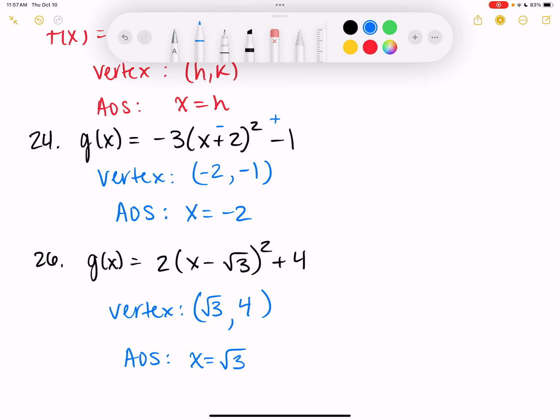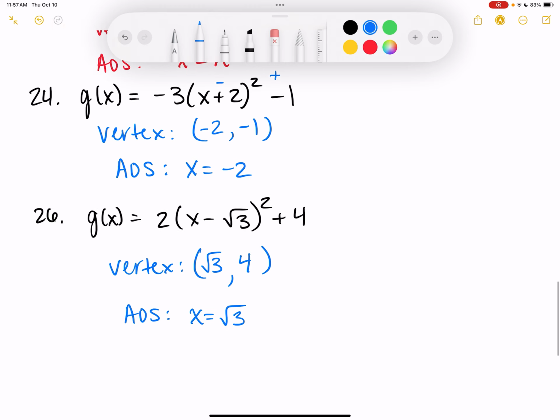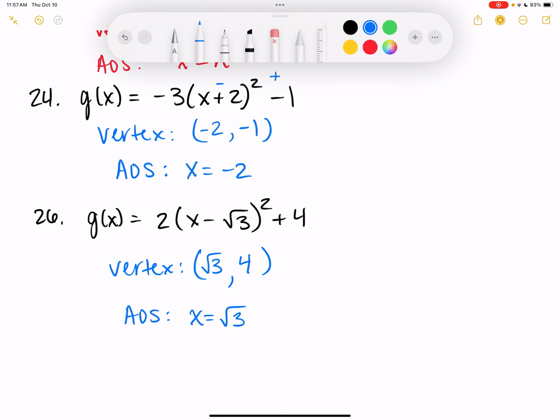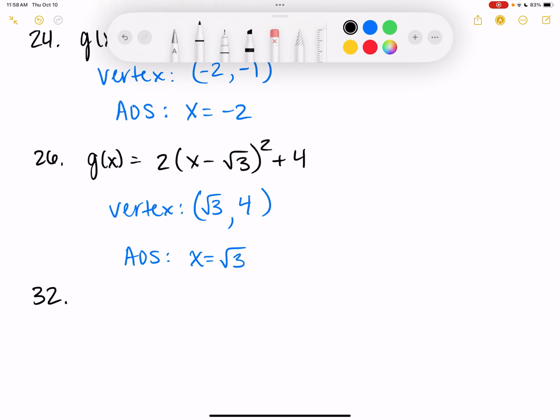Now we can still do this if they don't give us our equation in this form to start with. So if they give it to you in a different form, they may want us to write it in vertex form, which they do. We need to find the vertex and axis of symmetry and then rewrite the equation in vertex form. So 32, h of x equals negative 2x squared minus 7x minus 4.